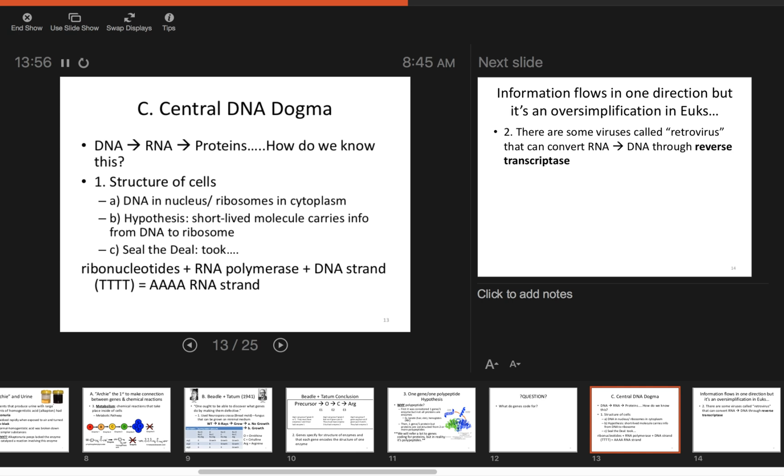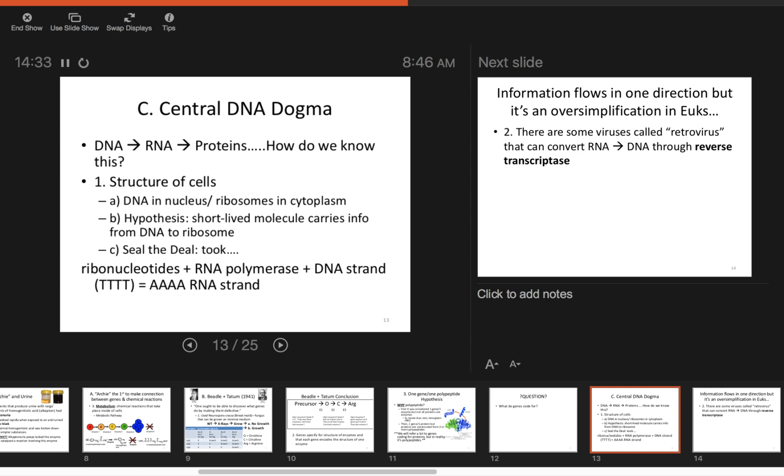Okay, moving on to how information flows. The central dogma: DNA gets converted into RNA, or is transcribed to RNA, and then RNA is used to make proteins. But how do we know this? Okay, so we have to look at the structure of our cells. We know DNA is held in the nucleus. And then scientists knew that ribosomes were found in the cytoplasm. But if we know DNA codes for, in this case, polypeptides, how do the ribosomes get that information? So the hypothesis is that there's a short-lived molecule that goes from the nucleus to a ribosome.